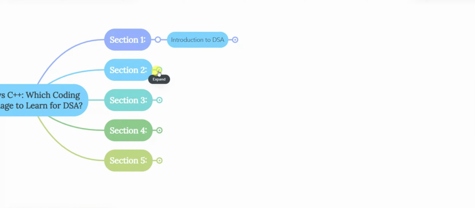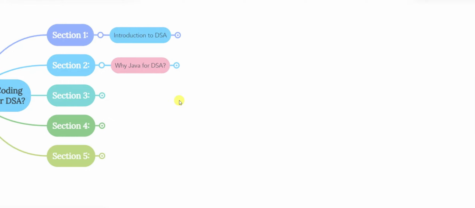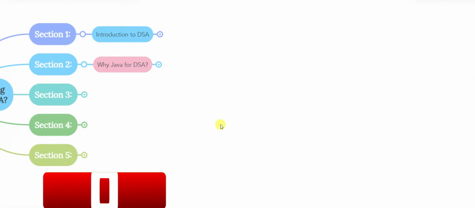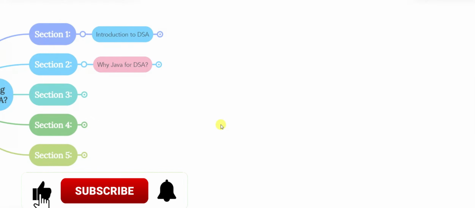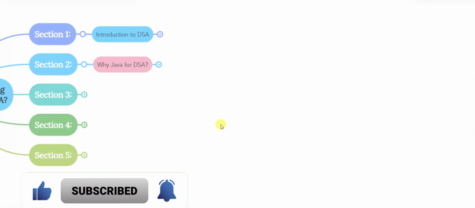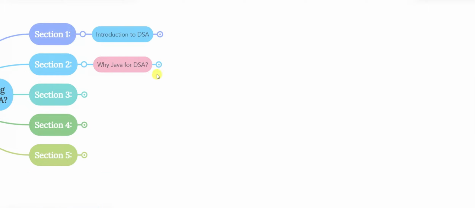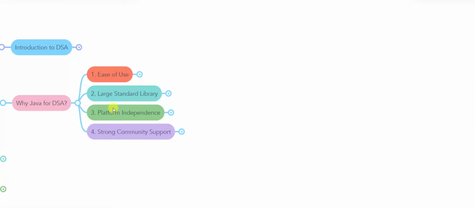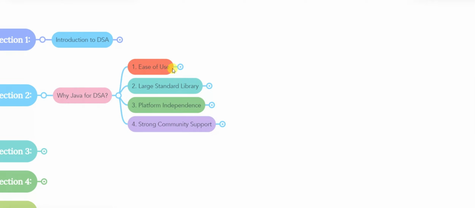Section 2. Why Java for Data Structures and Algorithms, or DSA? First up, Java. Java is a high-level, object-oriented language known for its readability and simplicity. Here's why Java is an excellent choice for DSA. Number 1, easy to use. Number 2, large standard library. Number 3, platform independence. Number 4, strong community support.